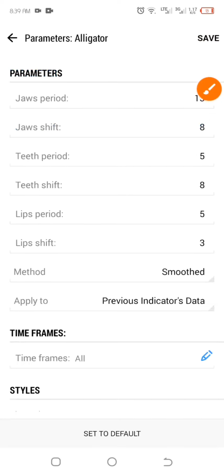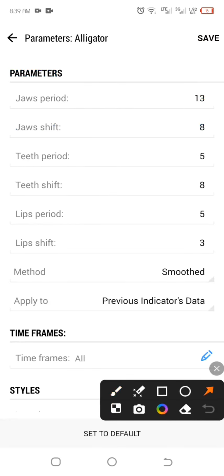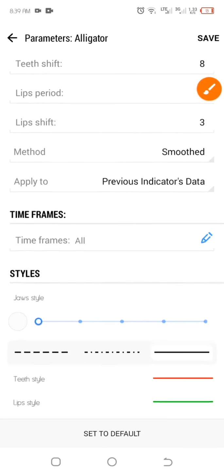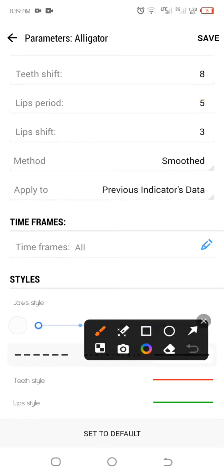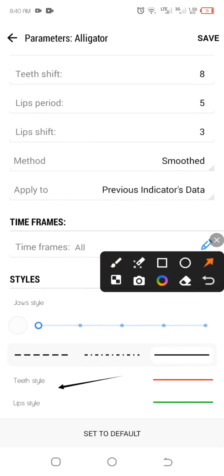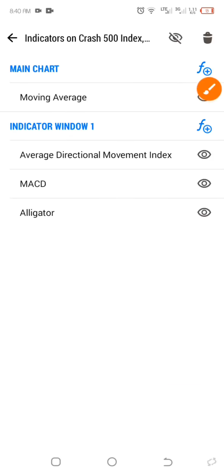Now for the last indicator, which is the alligator, you do the same thing by clicking on this icon. For the alligator, the jaw period is 13, the jaw shift is 8, the teeth period is 8, the teeth shift is 5, the lips period is 5, the lips shift is 3. Method is smoothed, apply to previous indicator's data. Now we only need the teeth and the lips style. Click on save. And that is all the settings we are going to be using for the strategy.